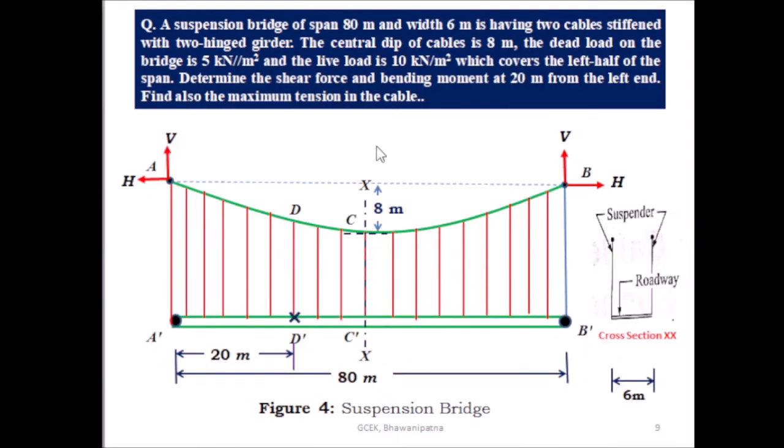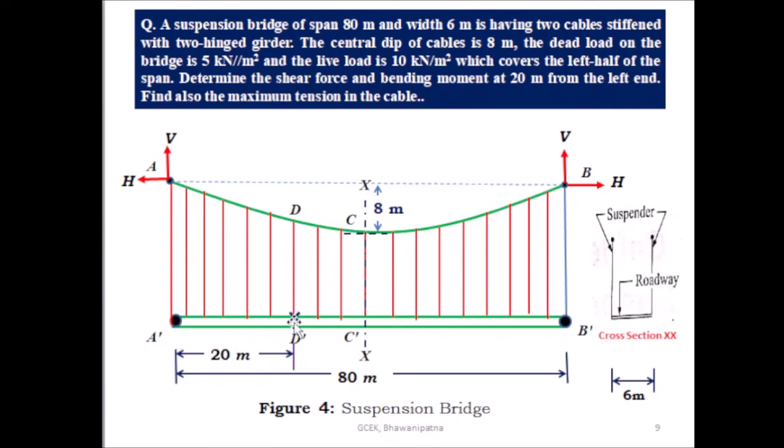Then coming to one problem: a suspension bridge of span 80 meter and width 6 meter is having two cables stiffened with a two hinged girder. The central dip of the cable is 8 meter. The dead load on the bridge is 5 kN per meter square and the live load is 10 kN per meter square, which covers the left half of the span. Then determine the shear force and bending moment at 20 meter from the left hand.